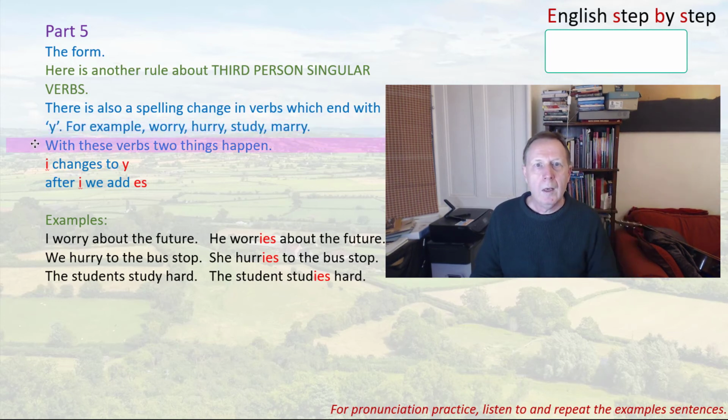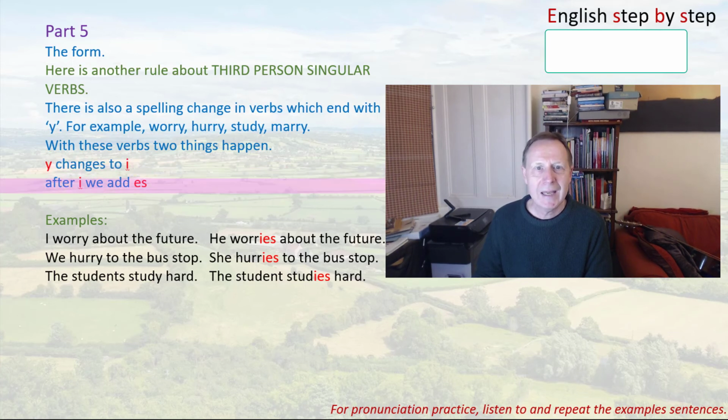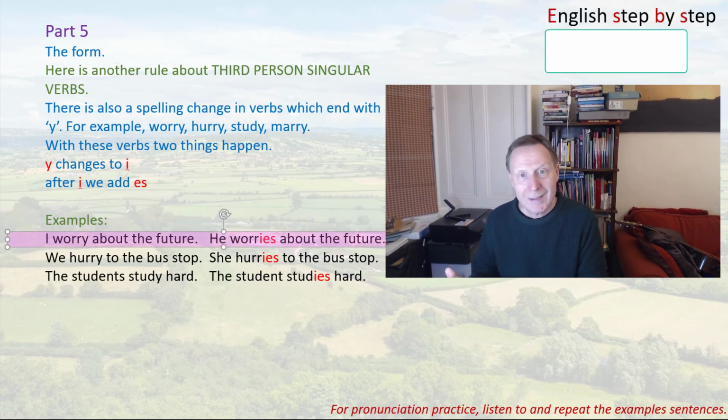Well, let's look at these examples. Y changes to I, and then after the I, it's es. Let's look at the examples. I worry about the future, he worries about the future. And remember, the pronunciation is just iz at the end there. The pronunciation doesn't change to es, he worries. No, there is no es. The pronunciation is worries. He worries about the future.